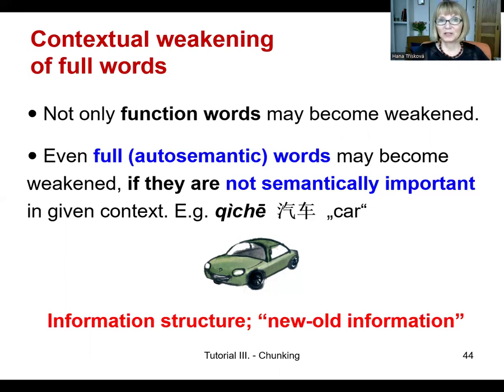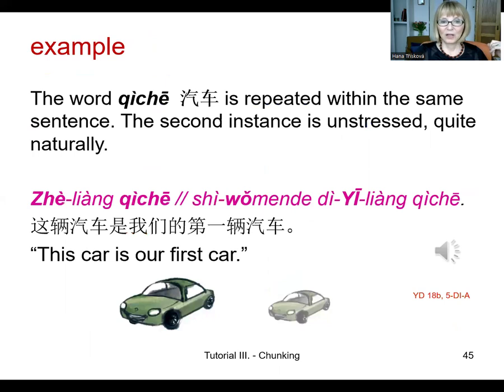Of course, this phenomenon has something to do with information structure and new and old information and so on. So here's that example. 这辆汽车是我们的第一辆汽车。 The word 汽车 is repeated within the same sentence, and the second instance gets unstressed, which is quite logical and natural because it's repeated. If it's pronounced fully like in the first part of this utterance, it would not sound natural.